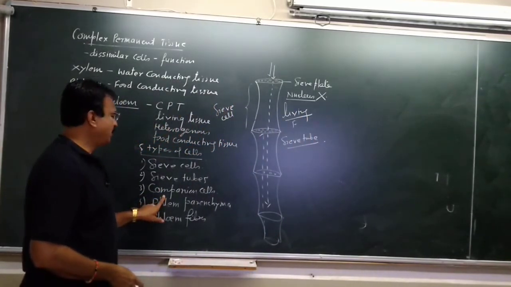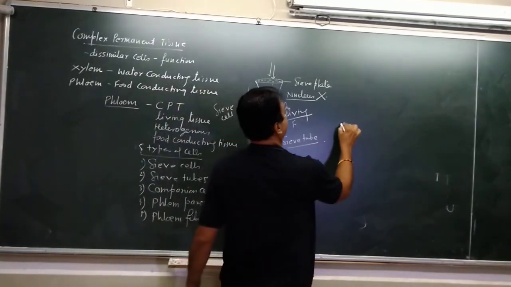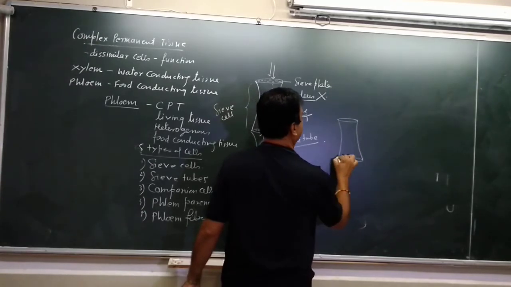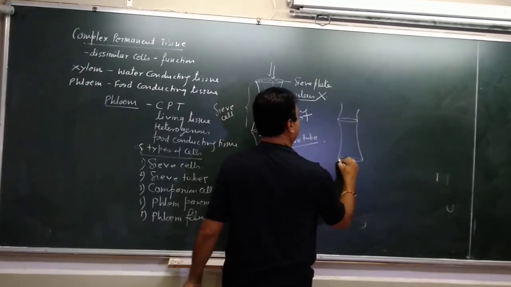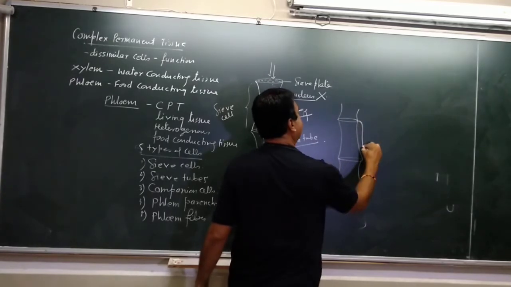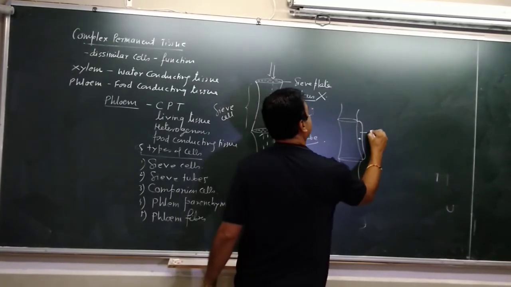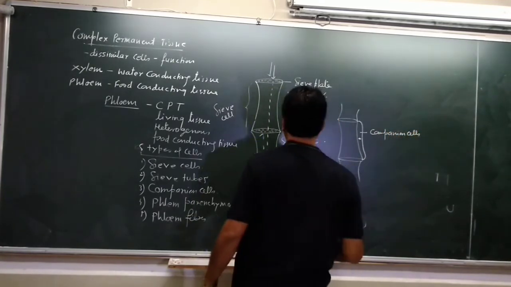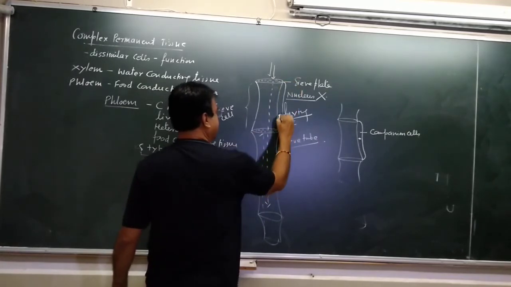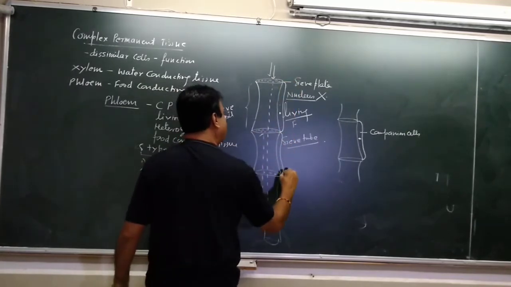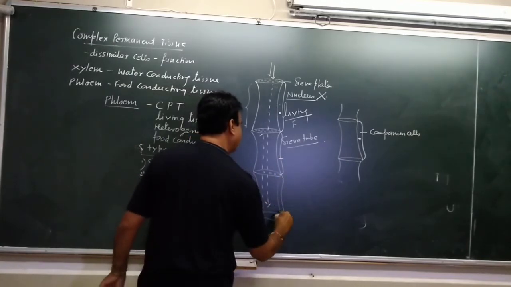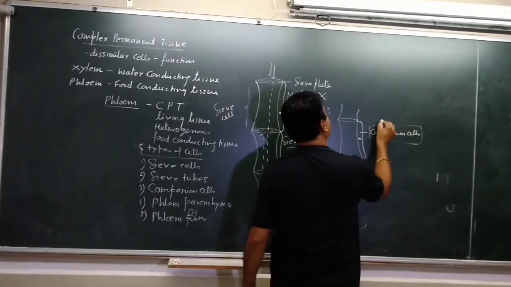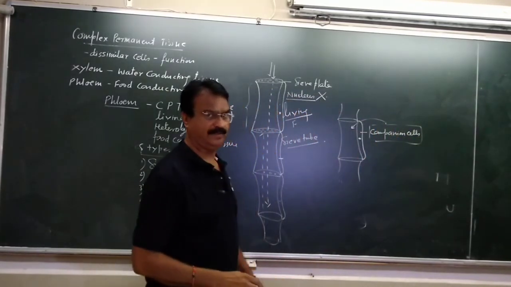The third component is a companion cell. What is companion cell? This is one sieve cell, as we have seen just now. And to this cell, there is always attached one cell. This is called a companion cell. To every sieve cell, there is a companion cell. Why we call it a companion cell? Because it remains in company with sieve cell.